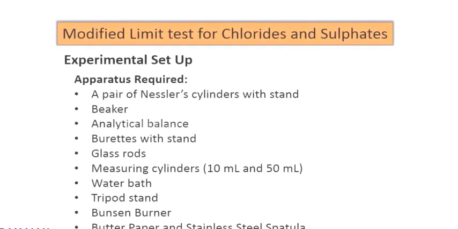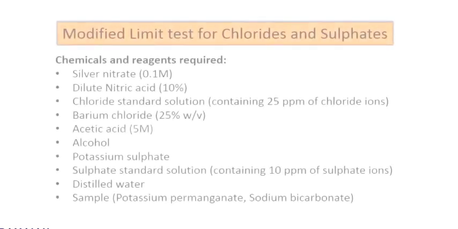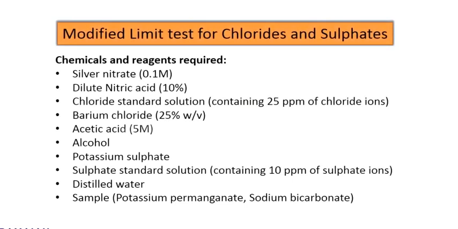Experimental setup: under this, the apparatus required are a pair of Nessler cylinders with stand, beaker, analytical balance, burettes with stand, glass rods, measuring cylinders, water bath, tripod stand, Bunsen burner, butter paper, and stainless steel spatula. Chemicals and reagents required are silver nitrate, dilute nitric acid, chloride standard solution, barium chloride, acetic acid, alcohol, potassium sulfate, sulfate standard solution, distilled water, and the samples potassium permanganate and sodium bicarbonate.